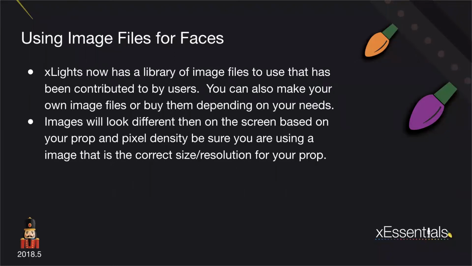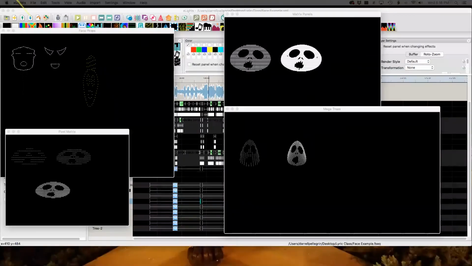Next, going back, with this last update, the 0.5 update, there is now a library of image files that you can use to put on your matrices. There are people making lots of faces to add in. Images are going to look different based on your prop density. I'm going to quickly show you how those downloads work by importing another one.